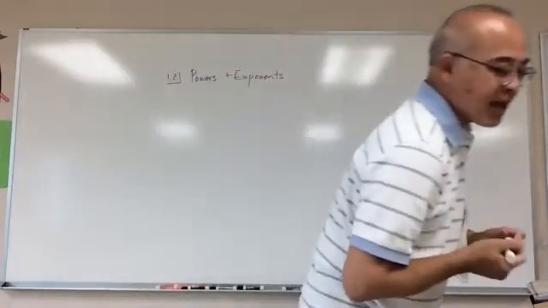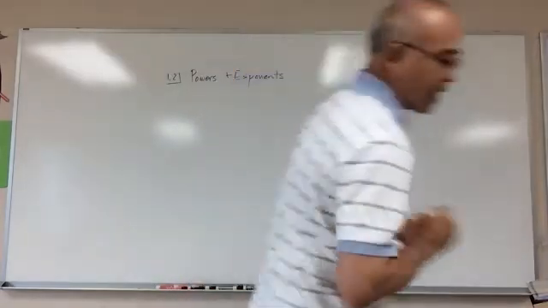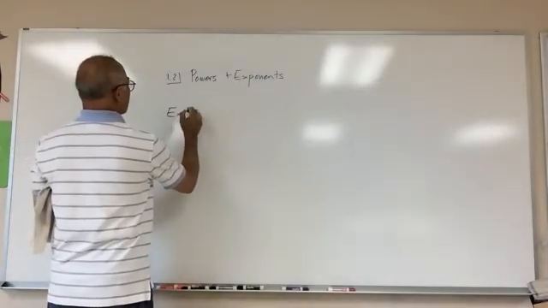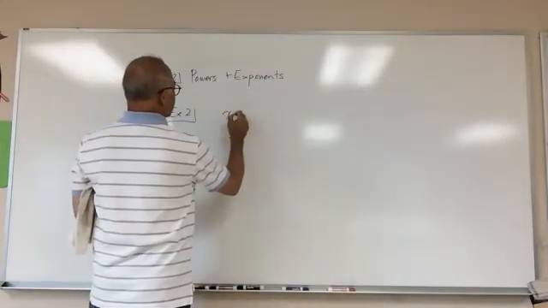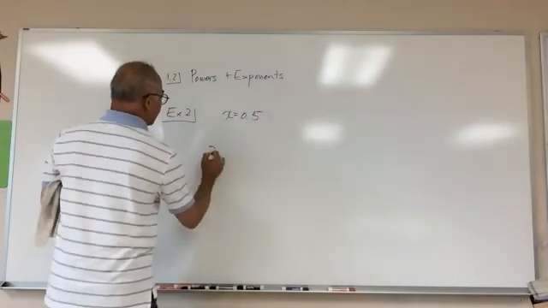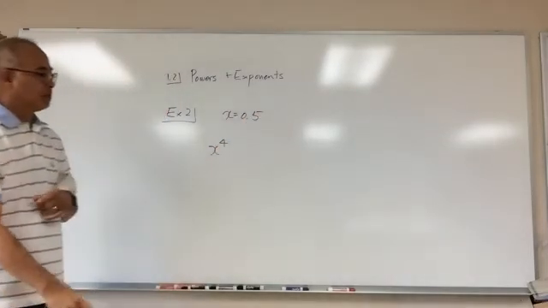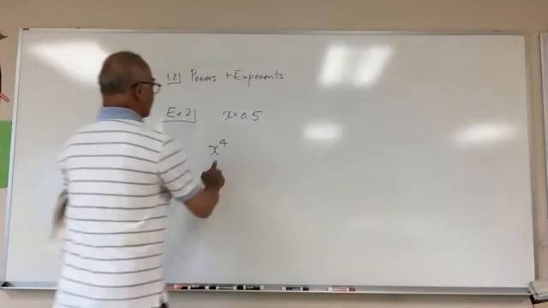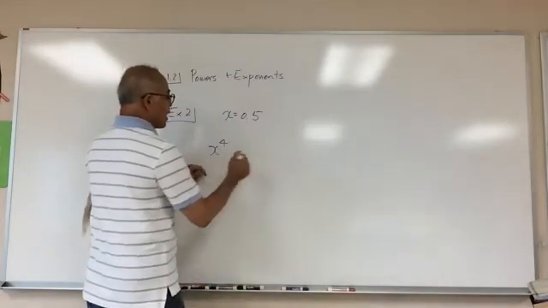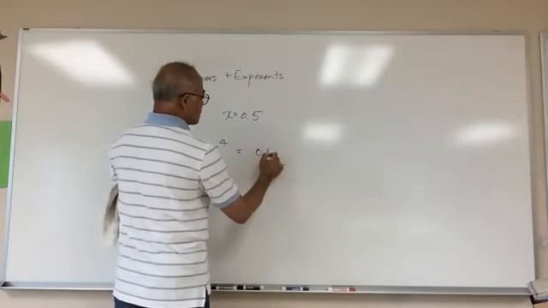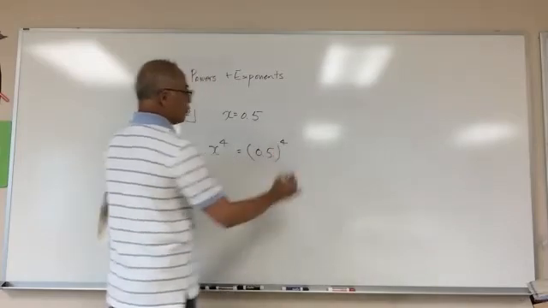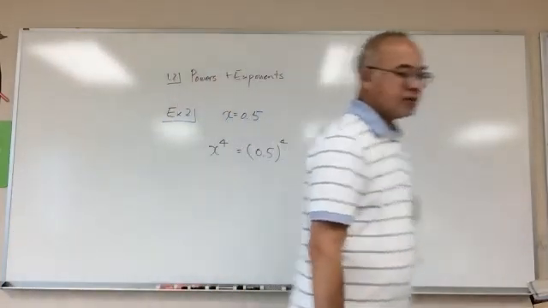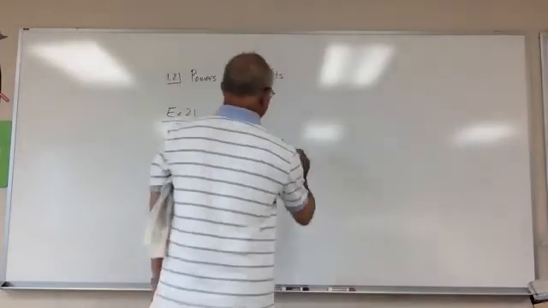Number 2 says, evaluate the expression x to the 4th when x is equal to 0.5. X is equal to 0.5, evaluate this. If I'm going to evaluate that, all I'm going to do is replace the x with 0.5. So this is the same as 0.5 to the 4th. So what's the answer here? 0.0625.